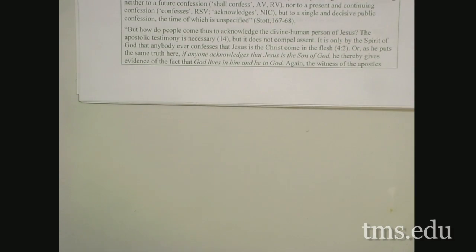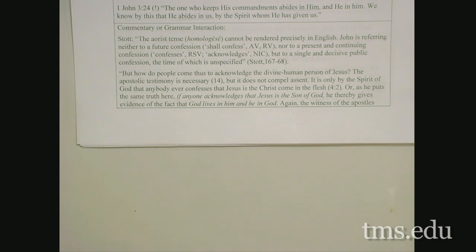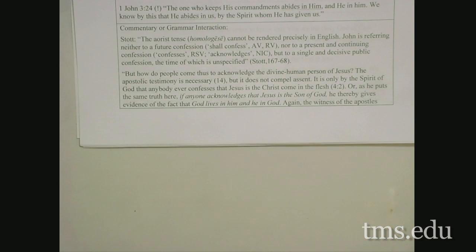Commentary interaction. Stott says the aorist tense, homologese, cannot be rendered precisely in English. John is referring neither to a future confession, shall confess, nor to a present and continuing confession, confesses, acknowledges, but to a single and decisive public confession, the time of which is unspecified.